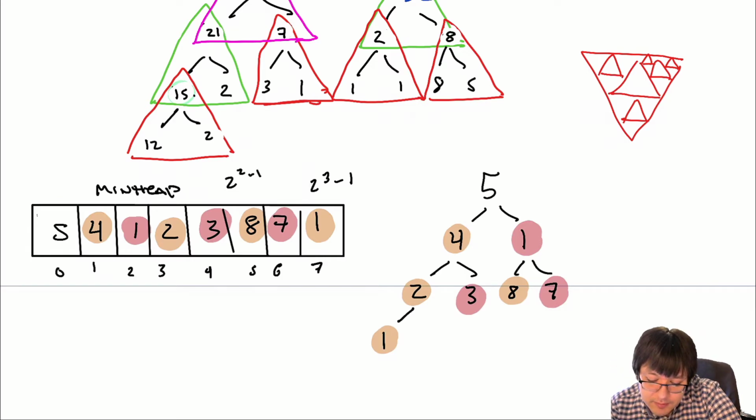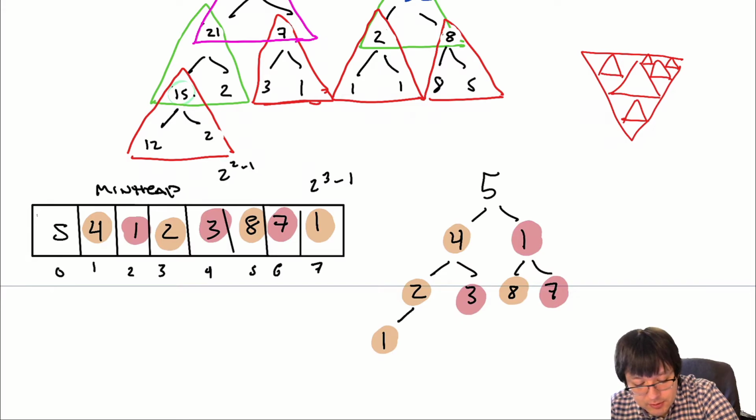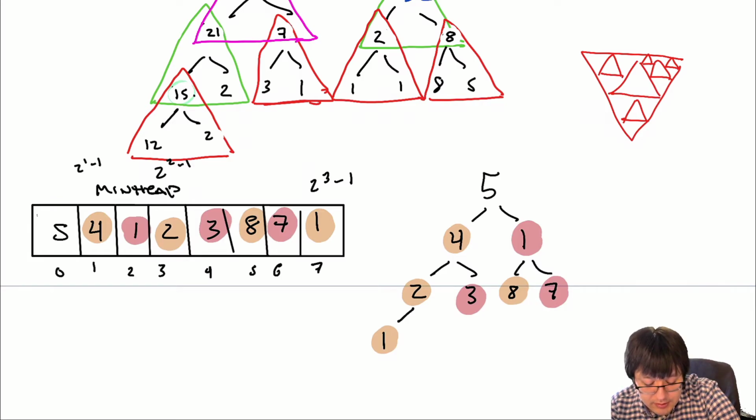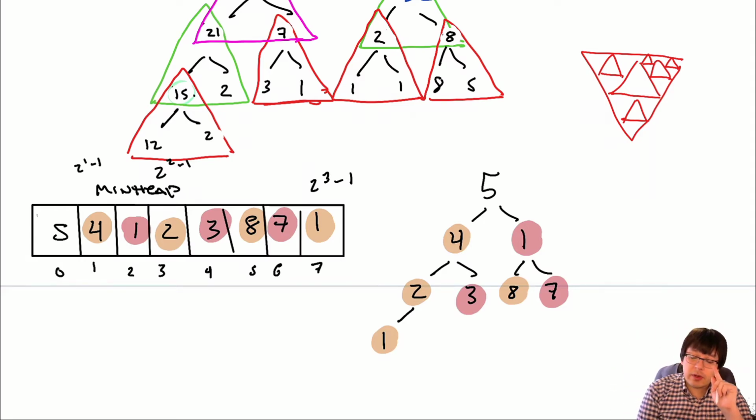Wait, why didn't that one work? That's 3. Sorry, I'm looking at the numbers, not the indices. But 2 to the second minus 1 is indeed 3, which is where that starts actually. And then 2 to the first minus 1 is just 1, which is indeed where that starts. So yeah, you can use the powers of 2 to figure out where a level starts as well. That could be useful to know too.